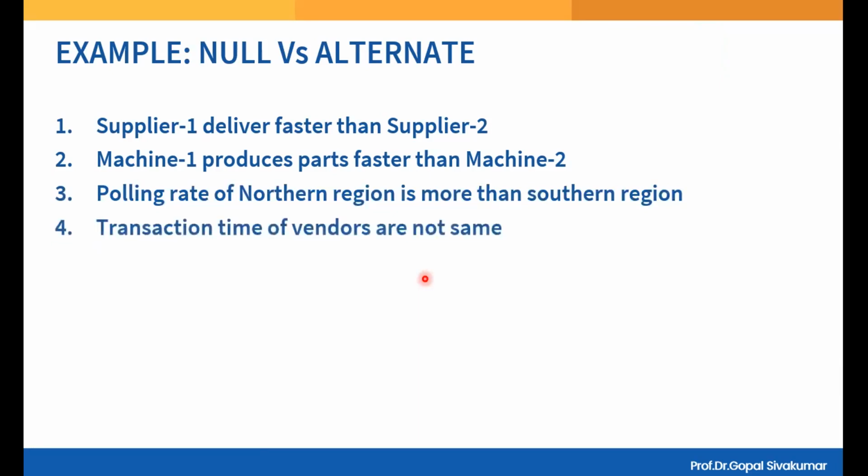Very good. Transaction time of vendors are not same. It's a null. Transaction time of vendors are not same. That means different. That means transaction time depends on the type of vendor.